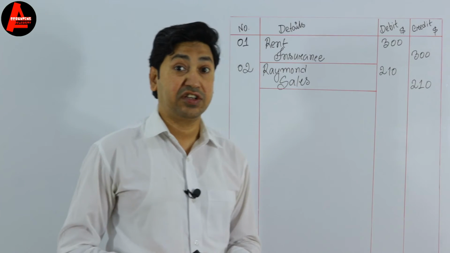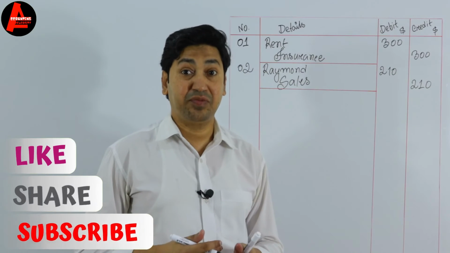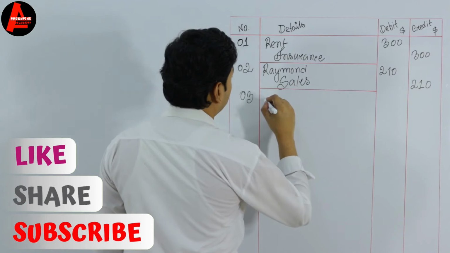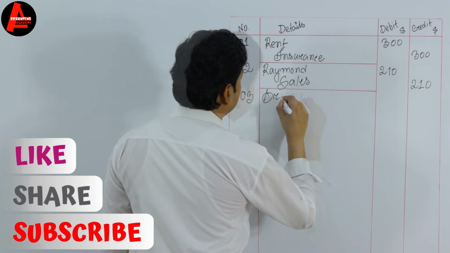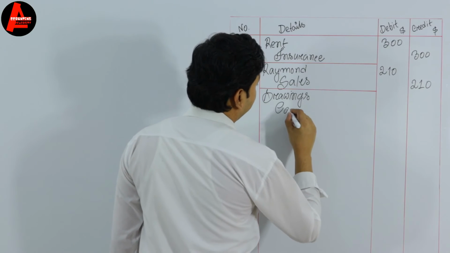So what will be the transaction now? Drawings account to be debited and cash account to be credited. So let us write here number 3: drawings account to be debited and cash account to be credited.